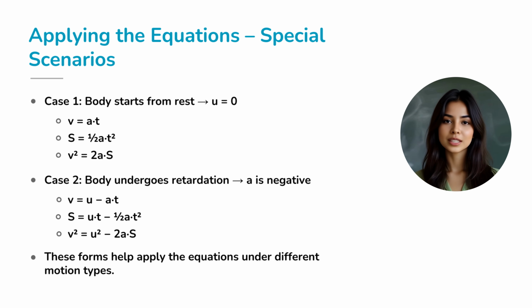Case 2. When the body is under retardation. Here acceleration is negative, so the equations become v equals u minus at, s equals ut minus half at squared, v squared equals u squared minus 2as. Understanding these cases helps apply the right form in various situations, like braking cars or upward motion.